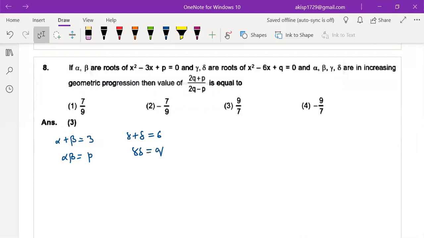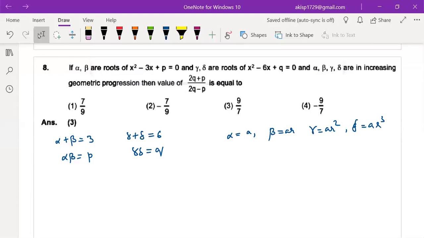Now, what is said further is that alpha, beta, gamma, delta are in increasing GP. If they are in increasing GP, I can take alpha itself as a, beta as ar, gamma as ar square, and delta as ar cube, because they form a GP.